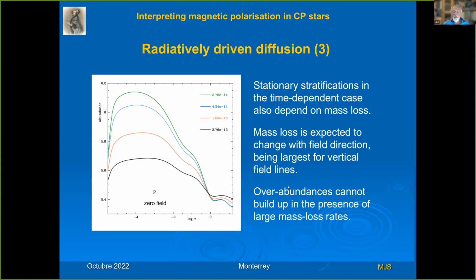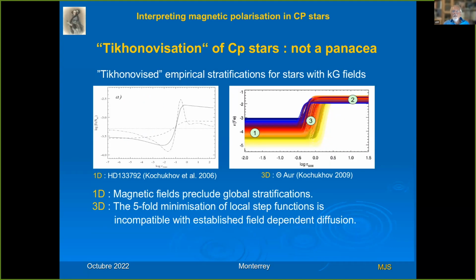But that's very difficult to model, and so one can just show what happens and what we have to be prepared to take into account. And there's the real problem that has continued for a long time. I call it Tikhonovization of CP stars. Everything where you could apply Tikhonov regularization has been done, well, without regard to the underlying physics.